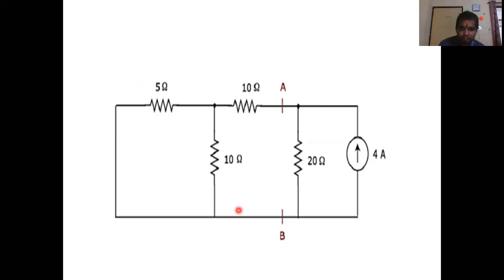So how will you do this? For this, suppose a current I of 4 ampere is coming, so one current will go this way, one current will go this way, right?